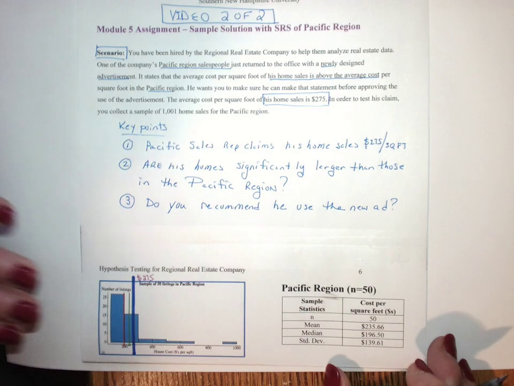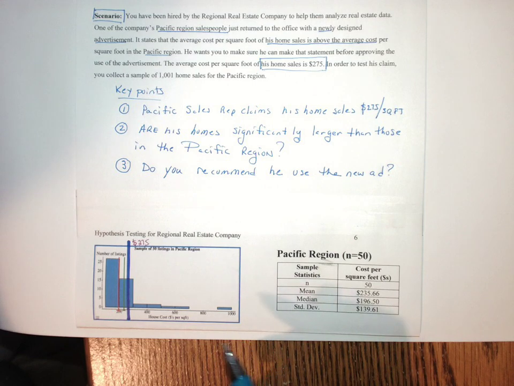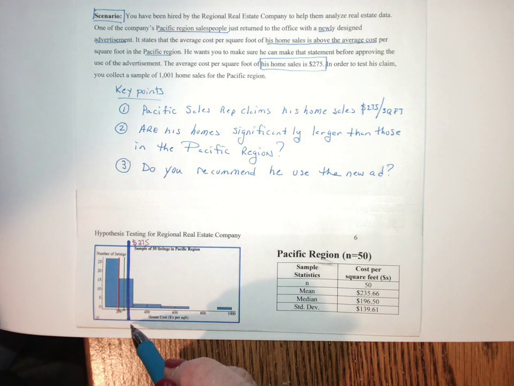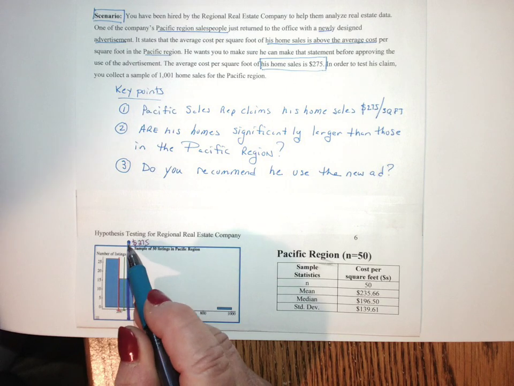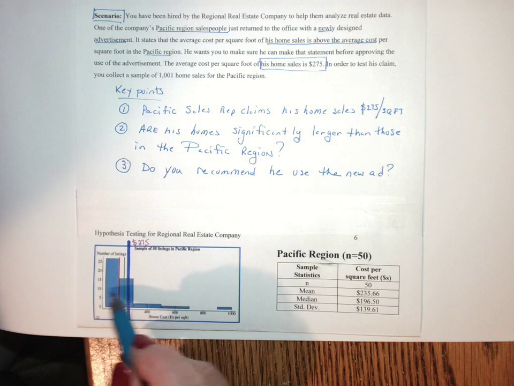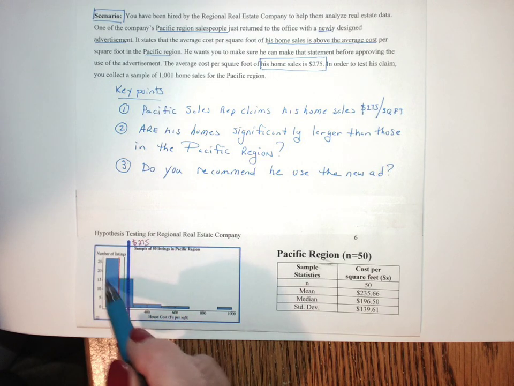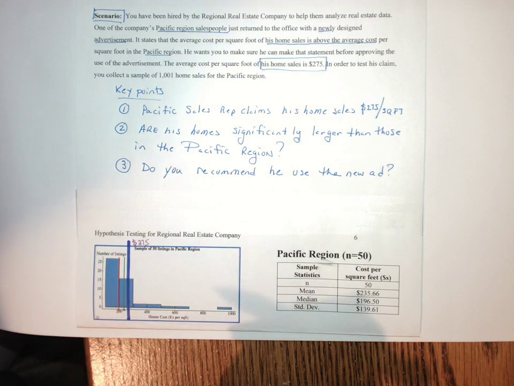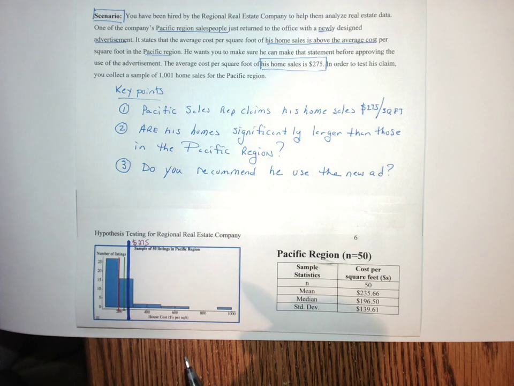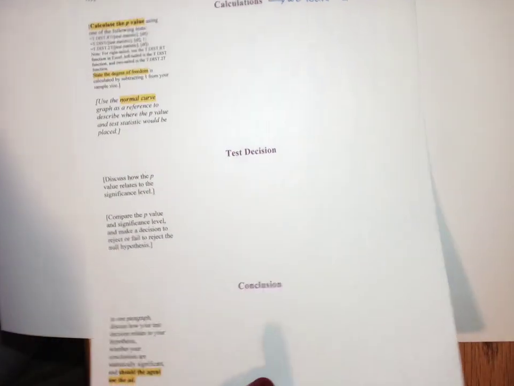Now, I just wanted to bring back the graphs that we looked at about our sample data. You can see from this sample data that our sales rep, right here, is at 275, and he's better than all of these. His sales are better than all of the listing prices in the Pacific region on this side. But is it statistically significant? So let's go through and finish up our test of hypothesis.